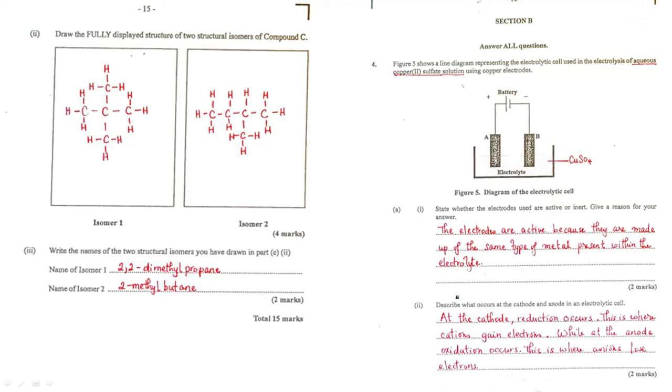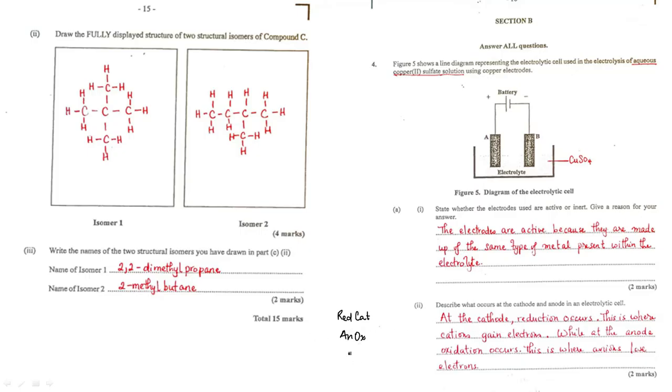Okay, and it says describe what occurs at the cathode and anode in an electrolytic cell. Well, at the cathode, we know reduction occurs. So, you know how we remember that? We say red cat. Do you remember that? Red cat. For the cathode, reduction at cathode, and we say an ox, and this is oxidation at anode. Okay, so that's what we remember.